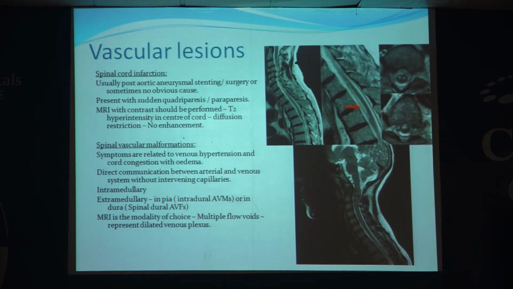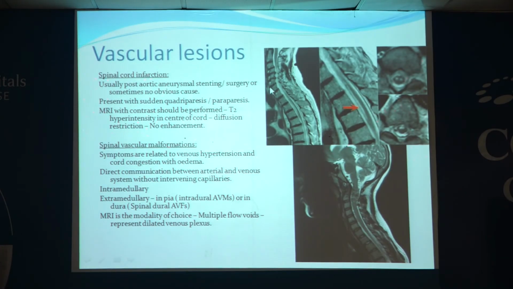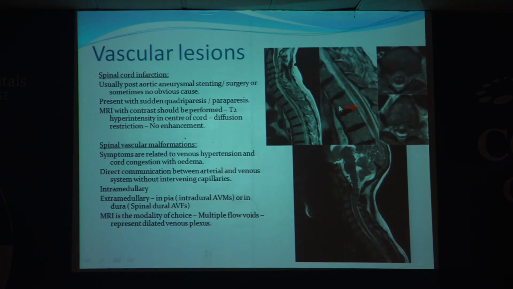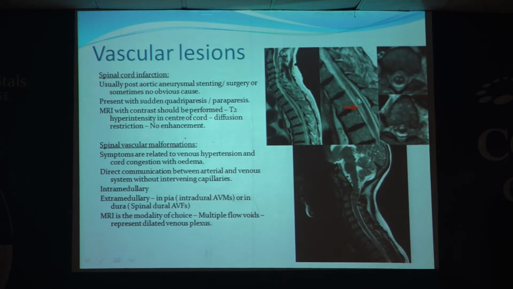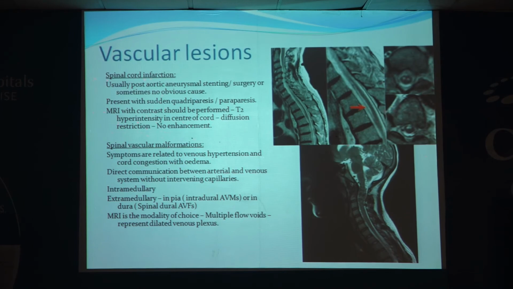Okay, the vascular lesions. Two common vascular lesions of the spinal cord are spinal cord infarction and spinal vascular malformations. Spinal cord infarctions usually are seen after aortic aneurysmal surgeries, with patients presenting with sudden quadriparesis or paraparesis. On MRI, we can see an abnormal T2 hyperintense signal area showing diffusion restriction, and on post-contrast there is obviously no enhancement.